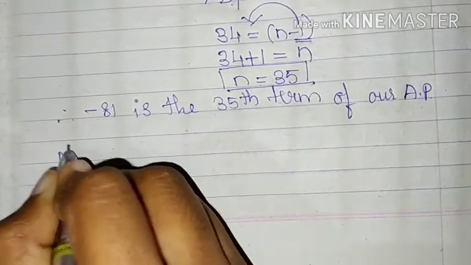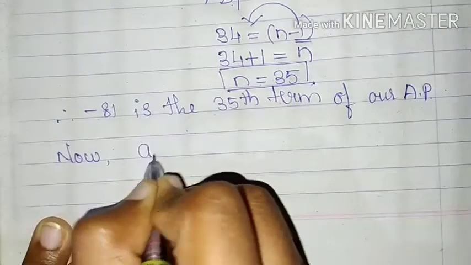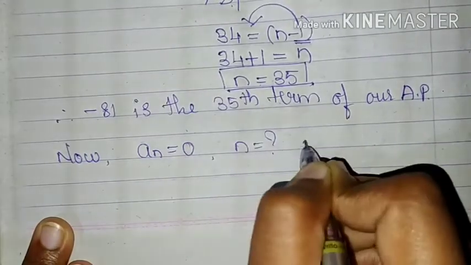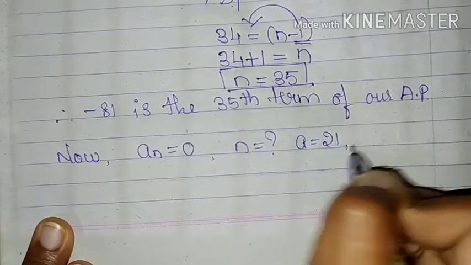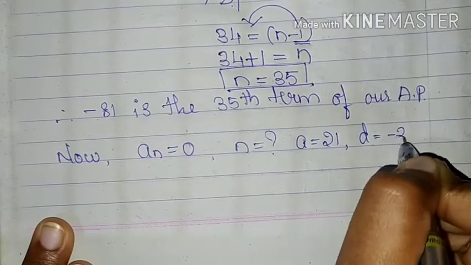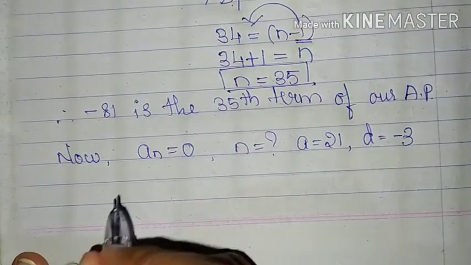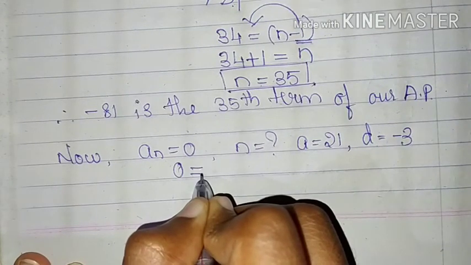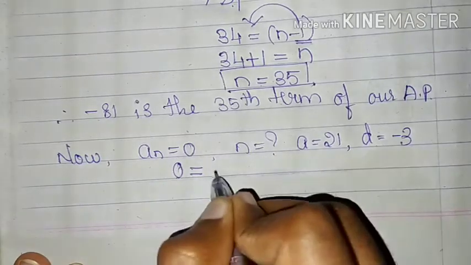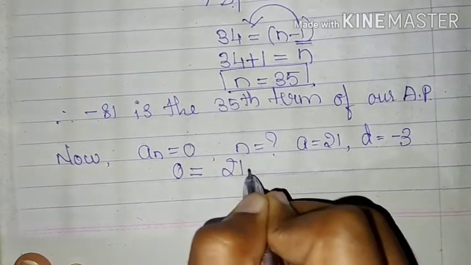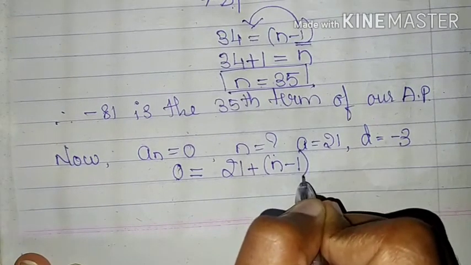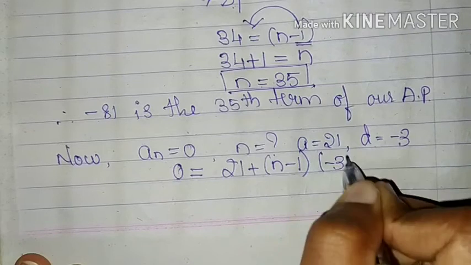So, now AN is equal to 0. N is equal to how much? A is once again 21. D is once again minus 3. We had computed it before. So now 0 is equal to, by the formula, AN is equal to A plus N minus 1 into D. So 0, AN is 0, is equal to A is 21 plus, we don't know the value of N, so it is N minus 1 into minus 3.